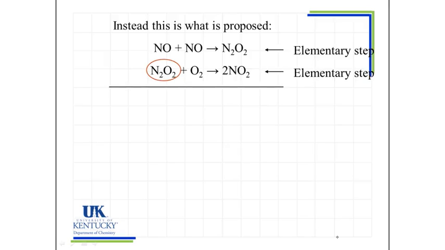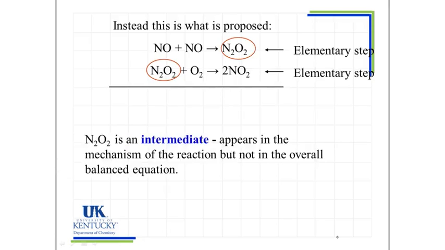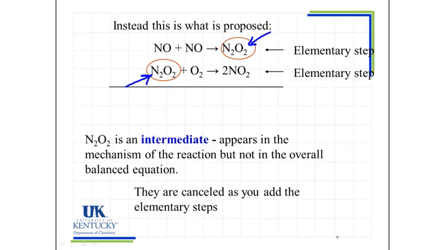They have to add up to give you the overall reaction. So these N2O2s will be able to cancel out when you add these reactions together. They are intermediates, so they appear in the mechanism for a brief time, but they are not in the overall reaction. They get produced in an early elementary step and then consumed in a later step. So we see here it's getting produced in this step and it's getting consumed in this step. So they would cancel out as you add those together and give you the overall reaction.